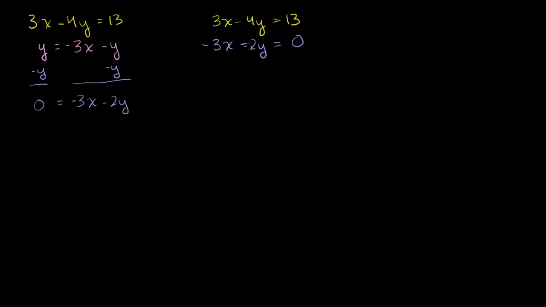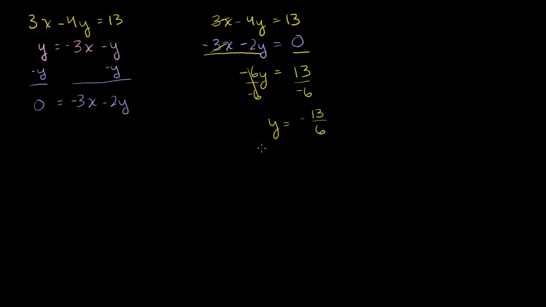So let's add the left-hand side of this equation to the left-hand side of the yellow equation, and we're going to add 0 to the right-hand side of the yellow equation. We're essentially adding the same quantity to both sides, which we can always do with an equation. So on the left-hand side, the 3x cancels out with the negative 3x, and we're left with negative 4y minus 2y. You get negative 6y is equal to 13. Divide both sides by negative 6, and we are left with y is equal to negative 13 over 6.